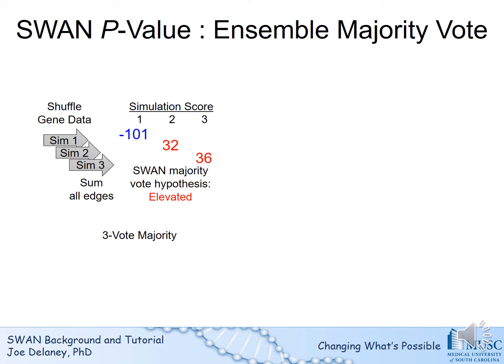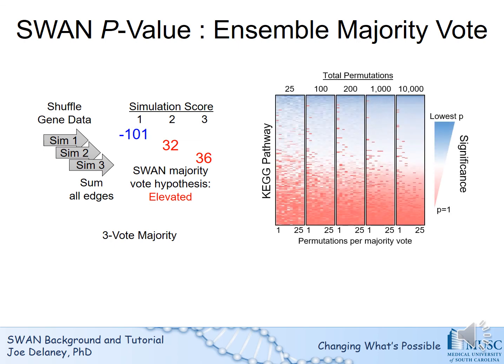The average shift for the first shuffle is negative 101, the average shift for the second shuffle is 32, and the average shift for the third simulation is 36. Even though the magnitude of those 2 positive scores is not as high as the magnitude for the negative score, if you average this out through a mean, it would be negative, right? But the actual majority hypothesis utilizes each of these as individual tests. And in this case, we have 2 out of 3 tests saying that the most likely hypothesis is an elevated pathway. This is an example of just a 3-vote majority used here.